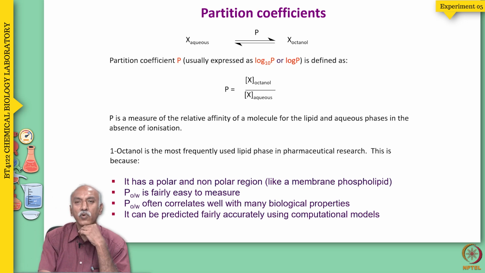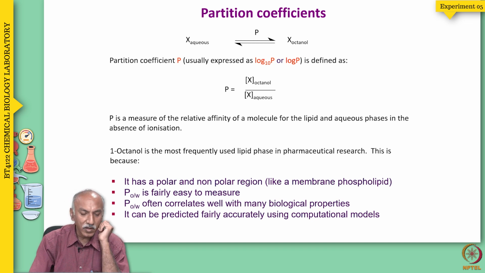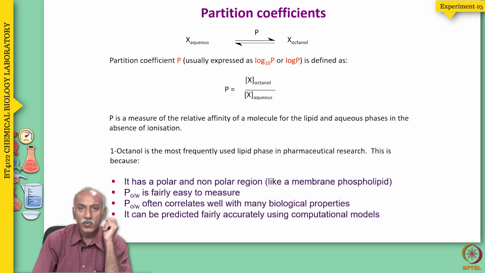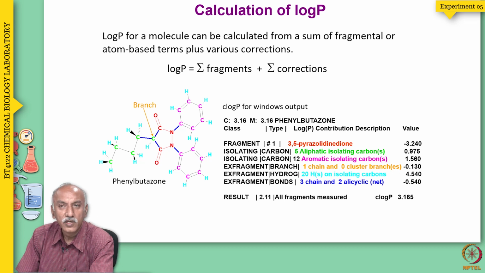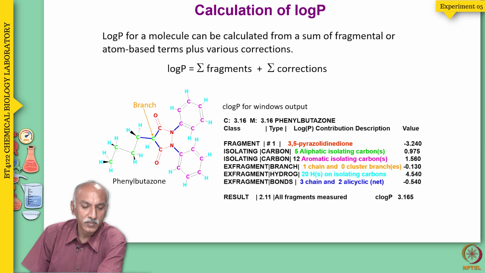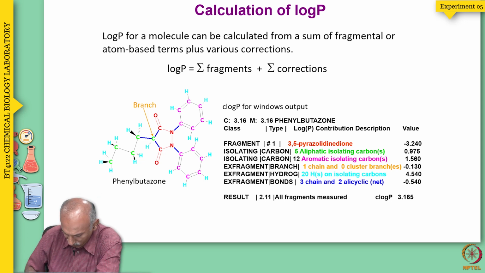And octanol is the most frequently used lipid phase for partitioning research. This is because it has polar and non-polar regions, and it has a hydroxyl group similar to the phospholipid. P(ow), that is octanol and water, is fairly easy to measure. P(ow) often correlates with many biological properties. It can be predicted accurately using computational models nowadays. Log P for a molecule can be calculated from a fragmental or atom-based term with various corrections. With all the corrections, for the beta blocker, you will be able to find a C log P of about 3.1. So, you will be able to find it through computation also, but we would like to do it experimentally.